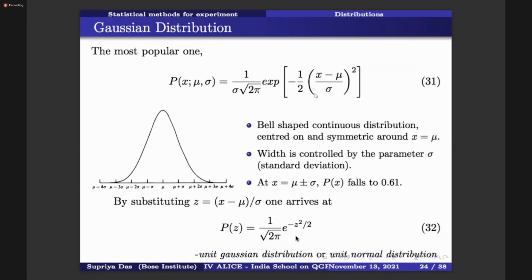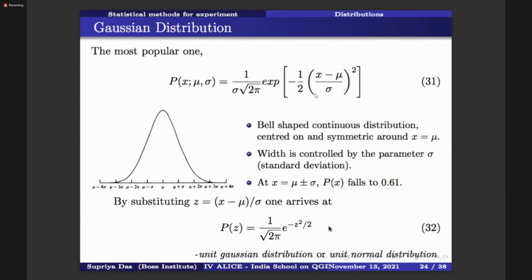And this is called a unit Gaussian distribution or unit normal distribution. Once again, we all call Gaussian distribution a normal distribution. But just keep in mind, there is nothing abnormal about Poisson and binomial. It is normal in the sense that it is symmetric around the mean. That is exactly why, and that is only why, it is called a normal distribution.